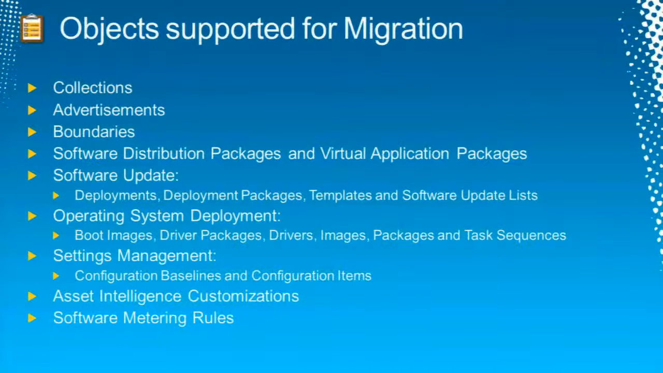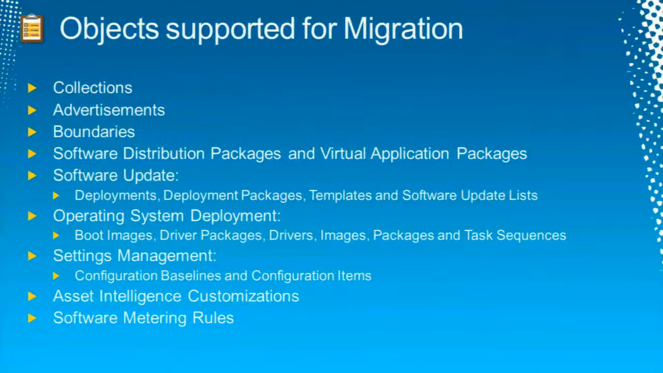Here are all the different objects we support migration. Collections. And there are some caveats on collections we'll talk about in the slides. But we migrate collections, advertisements, boundaries. You don't get to pick and choose your boundaries. It's all boundaries or no boundaries we migrate over. Software distribution packages as well as AppV packages, so virtual application packages you've created. Software updates, so your deployment templates, your deployment packages, and your update lists.